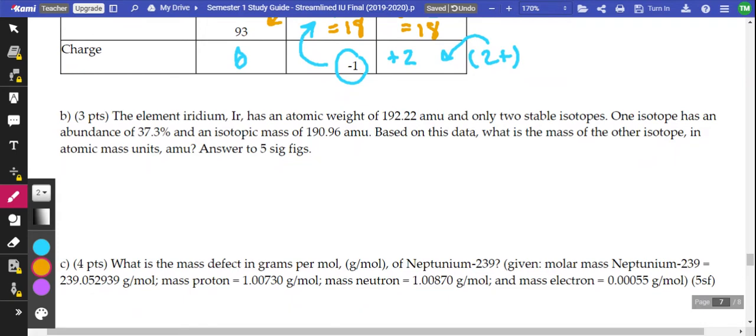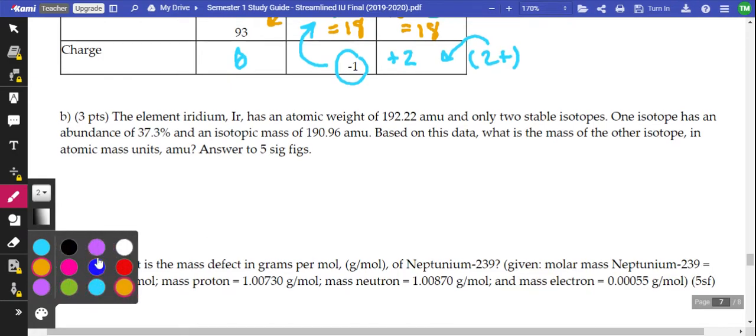All right, so our element iridium has an atomic weight of 192.22 AMU and only 2 stable isotopes. One isotope has an abundance of 37.3% and an isotopic mass of 190.96. Based on this data, what is the mass of the other isotope in atomic mass units AMU? Answer to 5 sig figs. Okay, well, let's math this out.